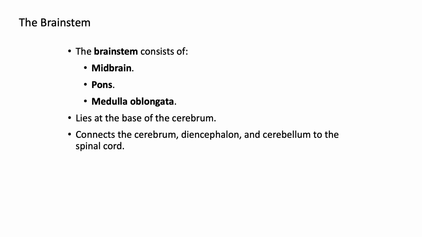The next structure is the brainstem, which is made of the midbrain, pons, and medulla oblongata. These three structures are located inferior to the cerebrum. Out of these three structures, I would like you guys to focus only on the medulla oblongata.